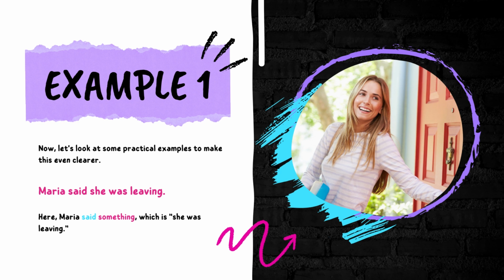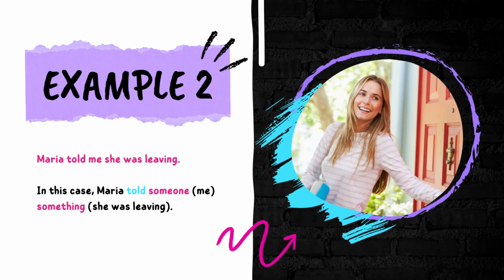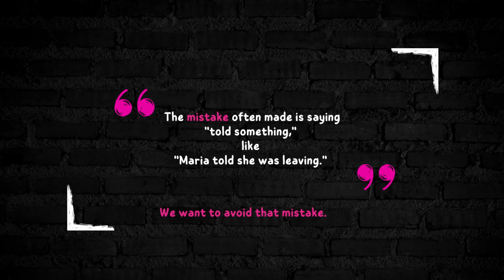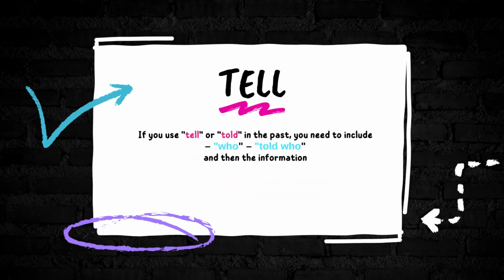Now, let's look at some practical examples to make this even clearer. Example 1, Maria said she was leaving. Here, Maria said something, which is she was leaving. Example 2, Maria told me she was leaving. In this case, Maria told someone, me, something, she was leaving. The mistake often made is saying something like Maria told she was leaving. We want to avoid that mistake. If you use tell or told in the past, you need to include who you told, and then the information.